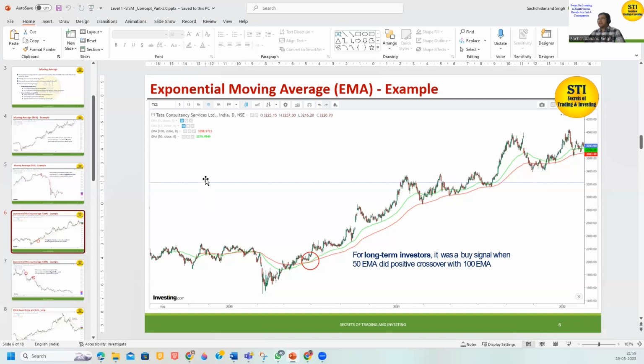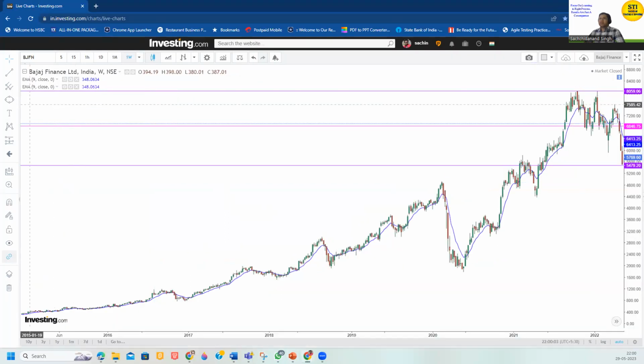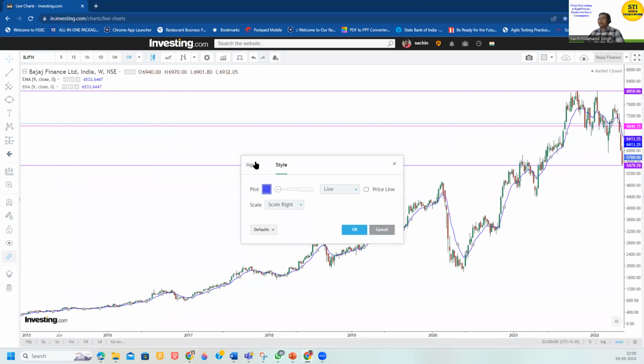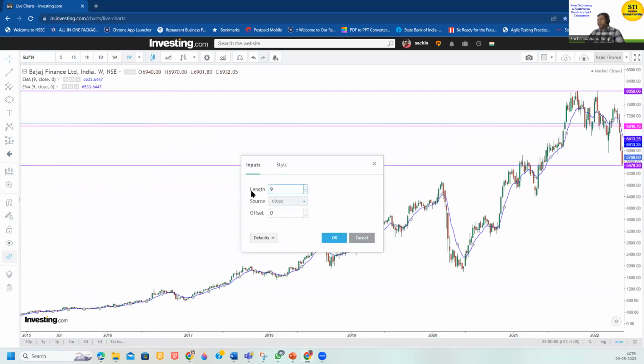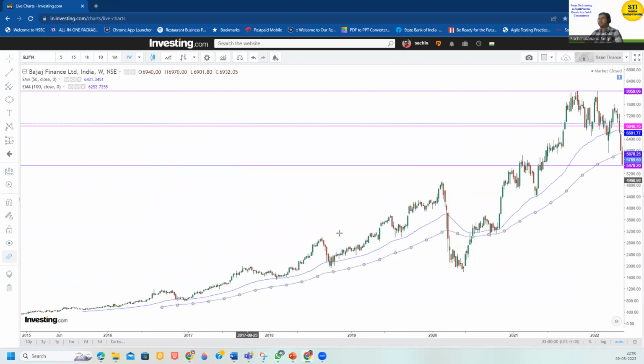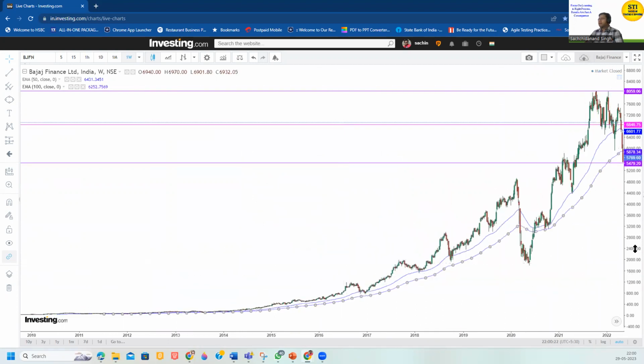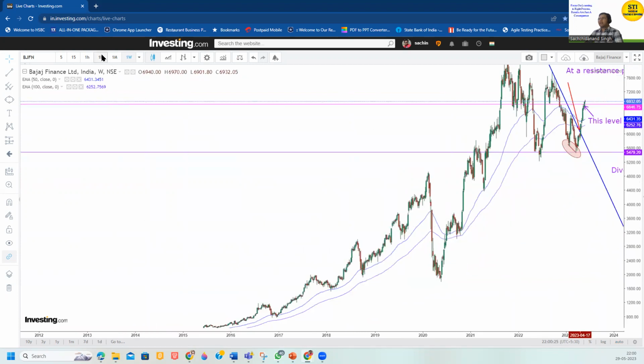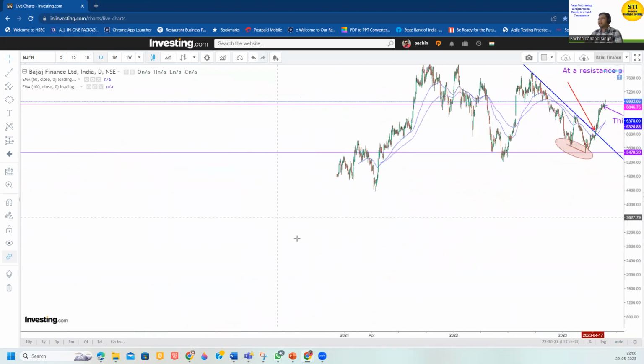So we need to add 50 and 100. I think 2 is enough here. So I will make an input as 50. I'll replace 9 with 50 for 1 EMA, and the other 9 with 100. So this is the Bajaj weekly time frame. I'll just select it as daily.